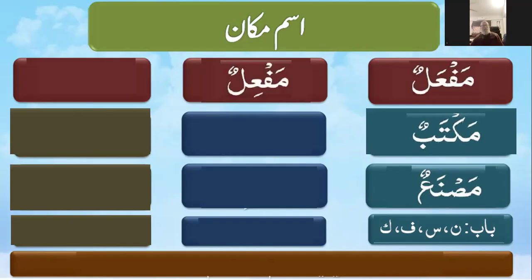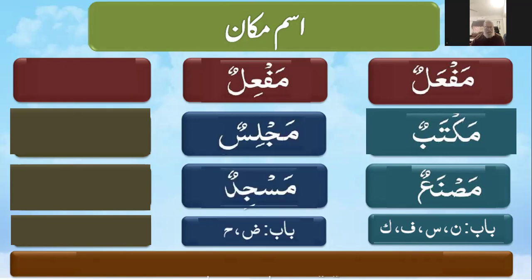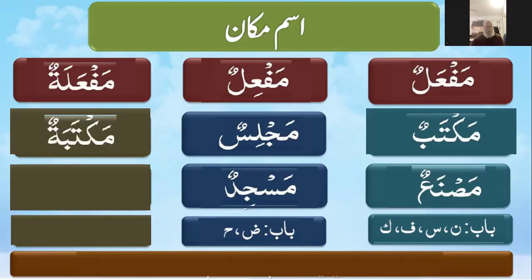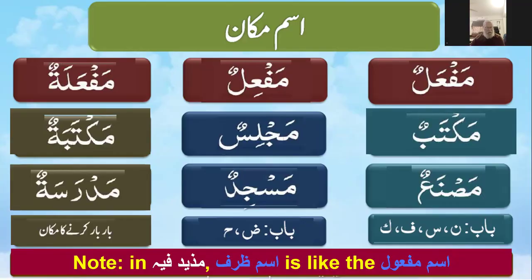The next pattern of the isme makan is maf'ilun, with the ain kalma having kasra, just like majlisun, masjidun, and the babs through which this is made are bab daraba and bab hasiba. The third pattern of isme makan is coming with round ta, maf'alatun. You have studied all these patterns in QC5. Maktabatun, madrasatun, meaning again and again repeating the things. Note, in the mazid fi, isme zarf is like the isme maf'ul on the pattern of fa'il.